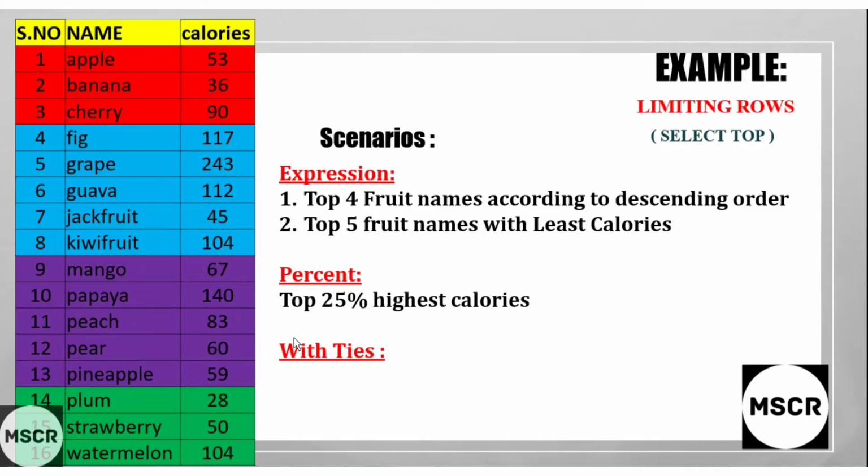Then with ties, top 5 calories, the fruit names which are having top 5 calories, and top 5 calories fruit names with ties. So we'll see this difference. What is the difference between top 5 calories fruit names with ties and without ties? We will come to know. So let us quickly go to the SSMS terminal.